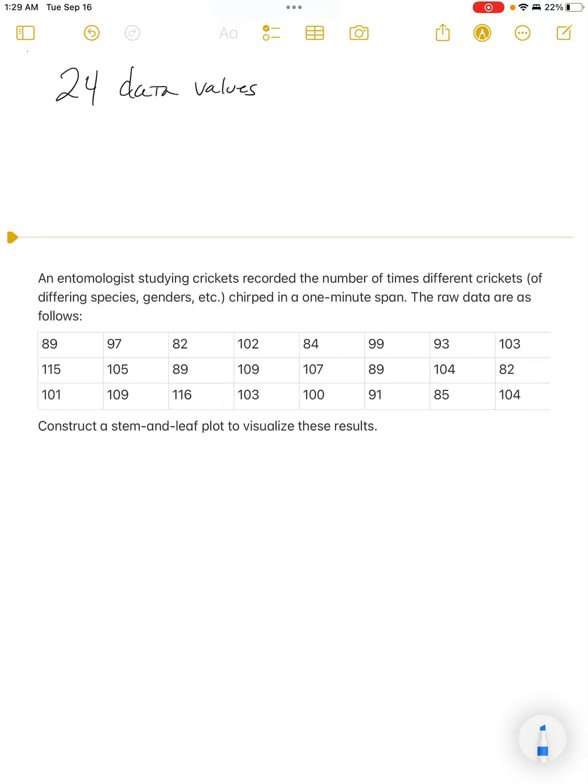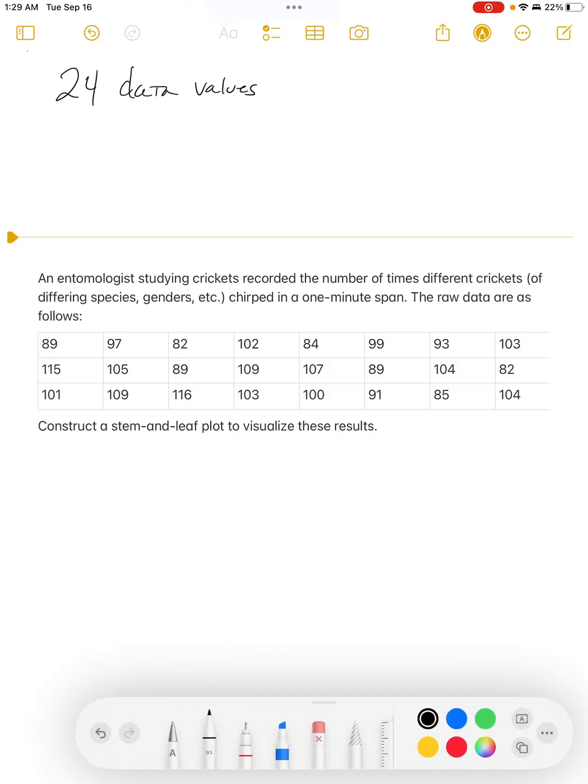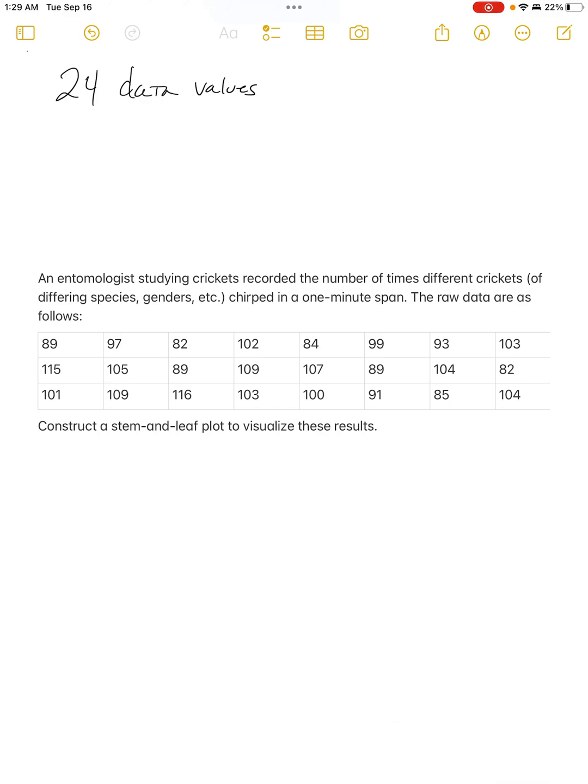What we also will be asked to do is to create a stem and leaf plot from data. So let's read this one as our last example. An entomologist studying crickets recorded the number of times different crickets chirped in a 1 minute span. The raw data is as follows. And so we want to look at our data and identify the lowest value and the highest value. So the lowest value I think I see is 82.